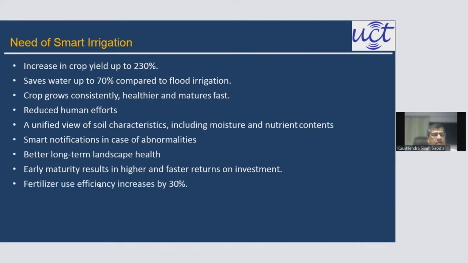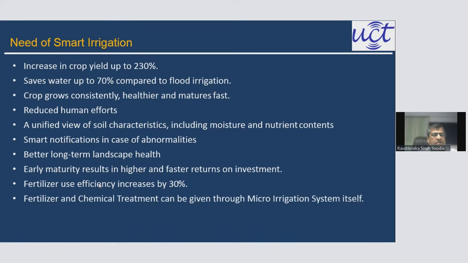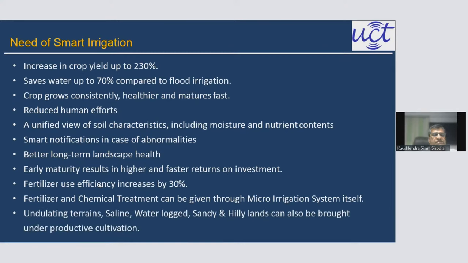And fertilizer use efficiency will increase by 30%. Fertilizer and chemical treatment can be done using the micro irrigation system itself. We will discuss how fertigation can be done together. We have a controller that controls irrigation and fertigation together. We can pre-plan and make a schedule for how to do the irrigation and at what schedule we have to do the fertigation, and we can have a mix of both.